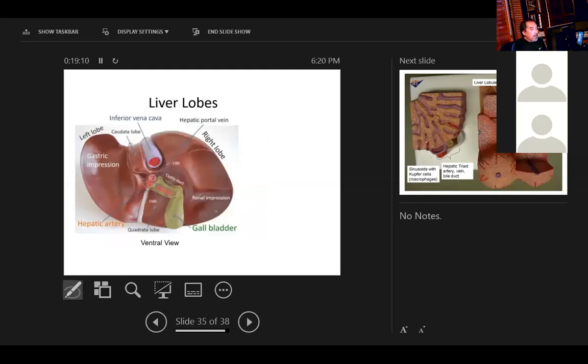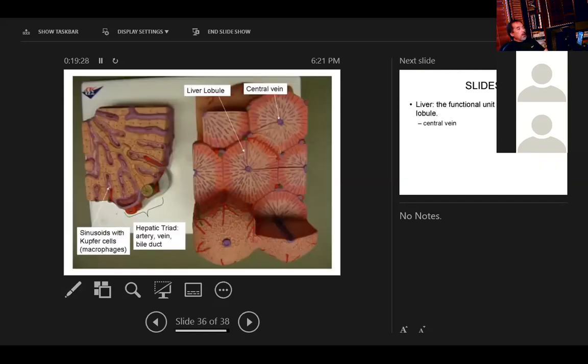Okay, and then again, from the back, this is the right, this is the left. Okay, this is the quadrate, caudate lobe. All right, so this is what it looks like inside the liver.